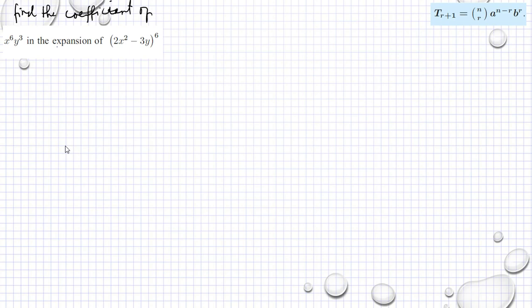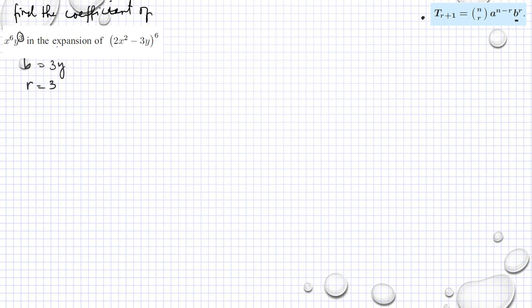Welcome back. Find the coefficient of x raised to 6, y raised to 3 in the expansion of (2x squared minus 3y) raised to 6. As you can see, I pasted here the formula. We have our b equal to 3y, and we have y here raised to 3. Then our r should be 3.